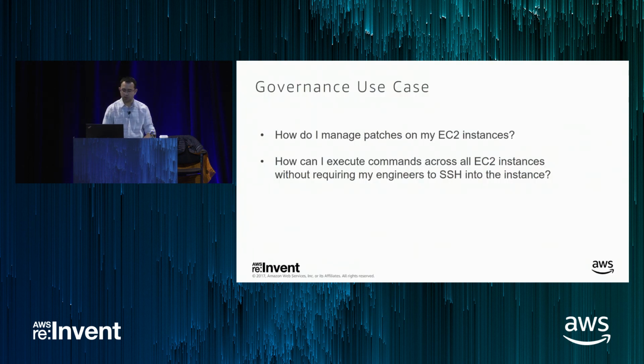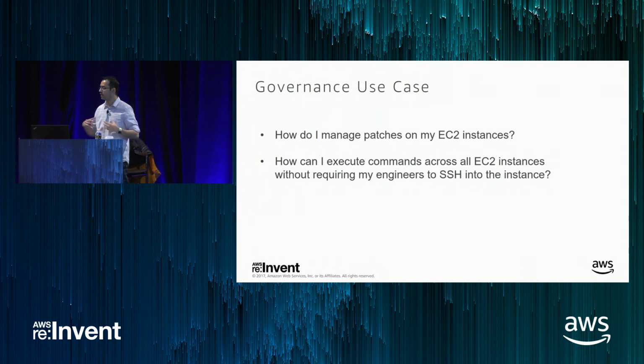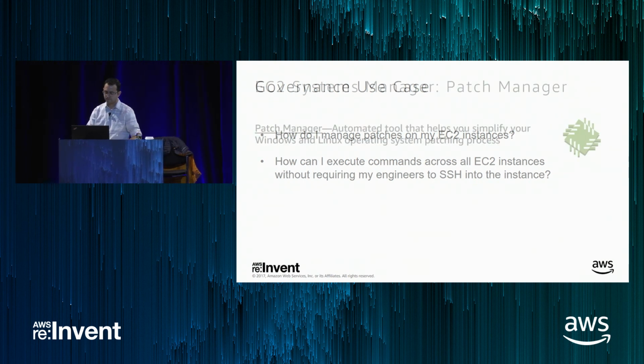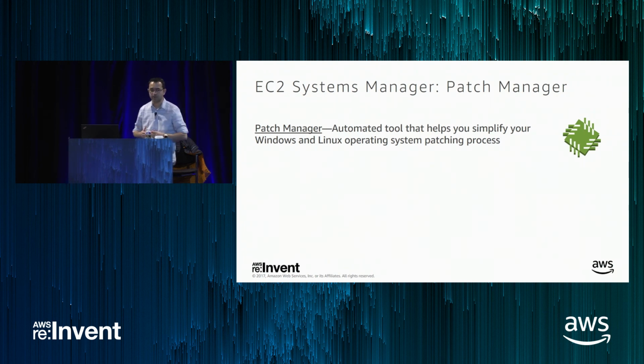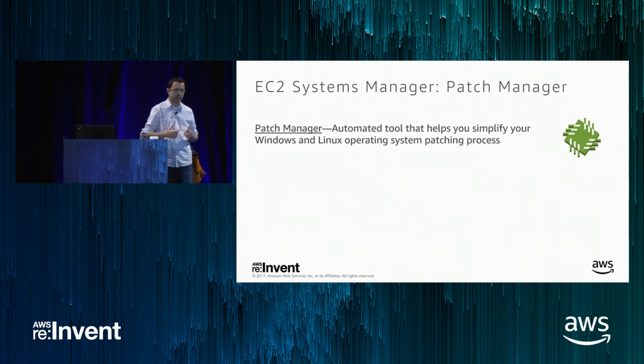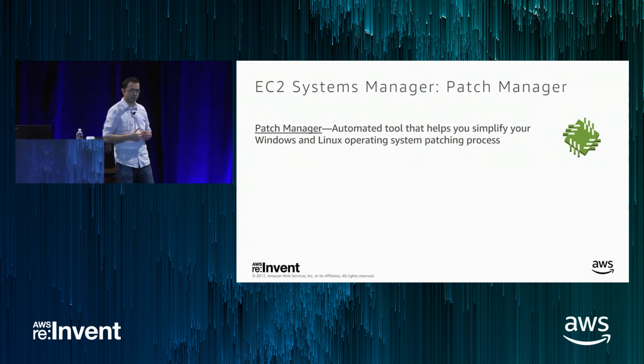Let's look at a couple more governance use cases. How do I manage patches on my EC2 instances? Or how do I execute commands on my EC2 instances without requiring my engineers to SSH into the instance? The Patch Manager service is an automated tool that helps you simplify your patching process. You can scan your instances for any missing patches, and you can automatically install them. You can select the timing for your patch rollouts, as well as control instance reboots, etc.